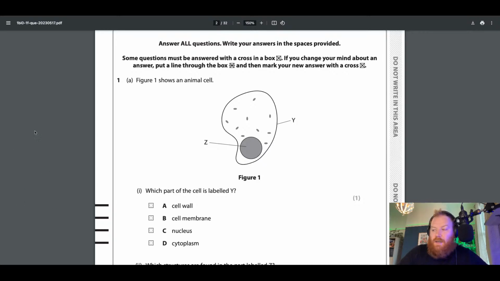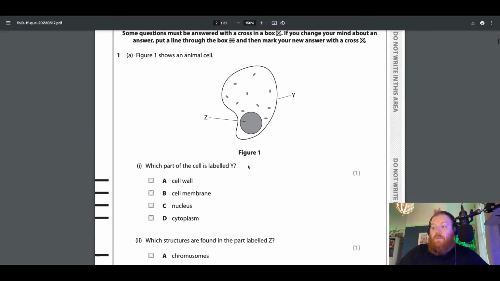So, as you can see here, our first question states figure one shows an animal cell. Which part of the animal cell is labeled Y? So that's the first thing I'm looking at, that actual question, and I'm looking at how many marks it's worth. So as a student, this is exactly what you should be doing, going straight to how many marks we're looking for. And with this, we can start to rule things out.